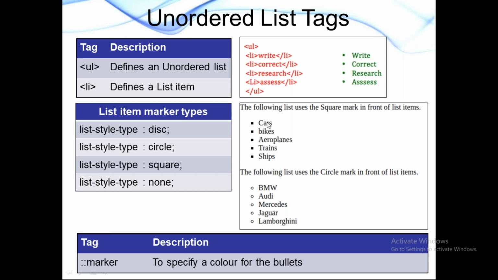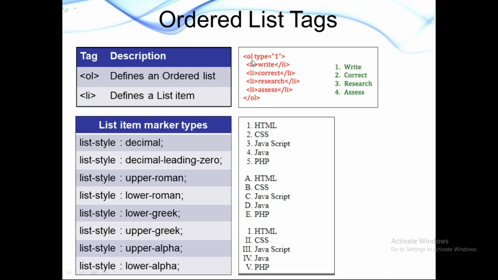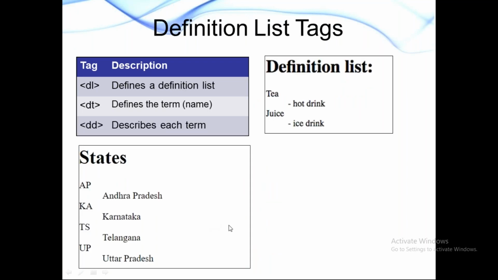Then you can have square markers or circular markers, and you can also apply a particular color for the list marker. Okay, then ordered list, you have OL. OL stands for ordered list, and then list item. So you can apply whatever type of numbering you want: decimal, leading zero, Roman, upper Roman, etc. Greek alphabets also, you can say uppercase alphabets or lowercase alphabets. Then definition list. Here you give a description of the item in the second line. First line you specify the item.